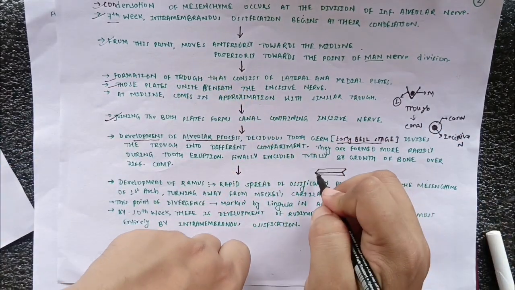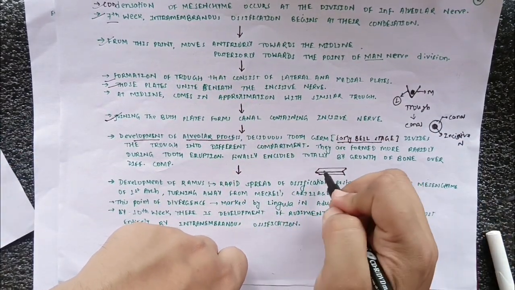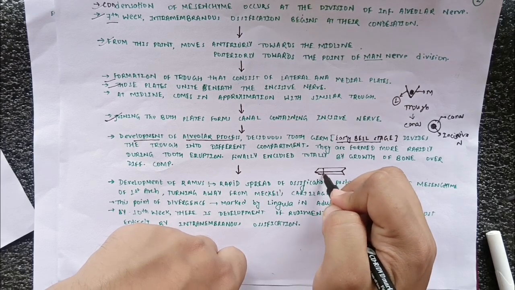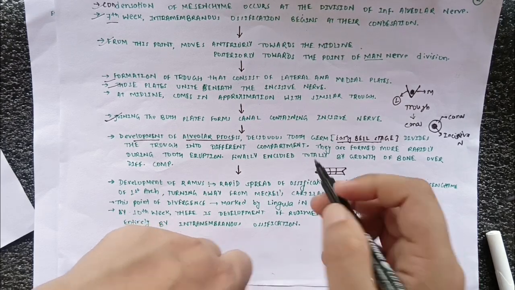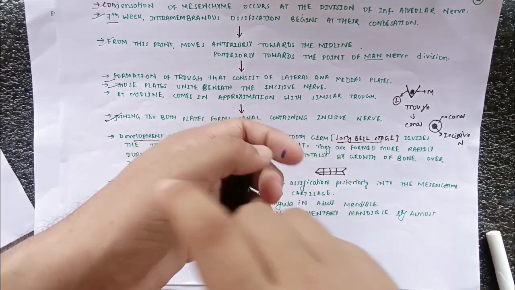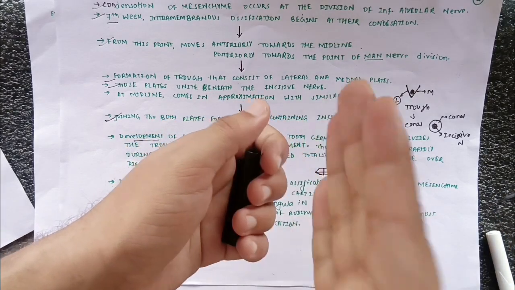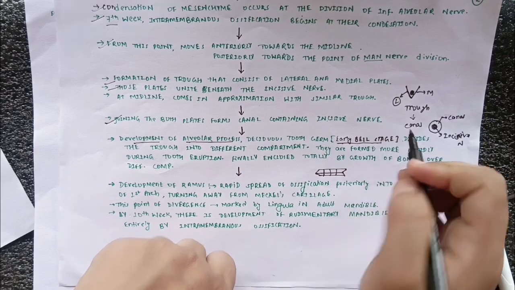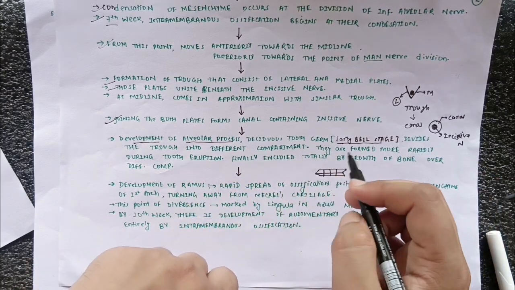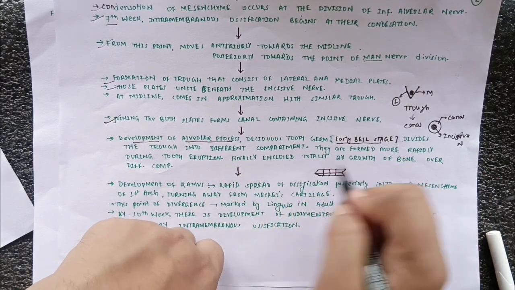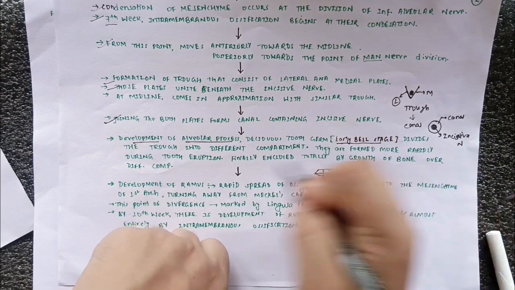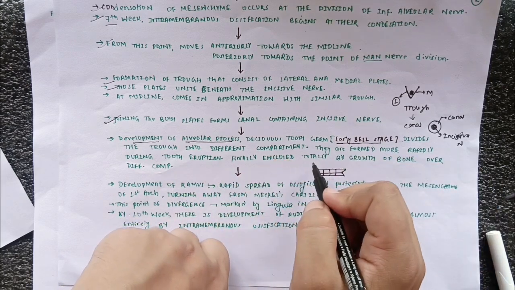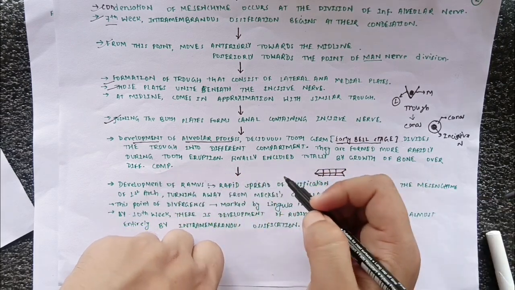So in this trough, there develops the compartment. This trough gets divided into different compartments by the deciduous tooth germ that is in its early bell stage. They are formed more rapidly during tooth eruption and are finally enclosed totally by the growth of the bone over the different compartments.